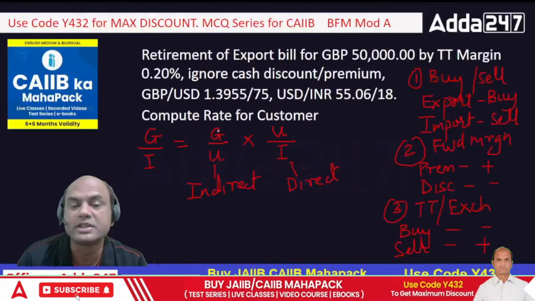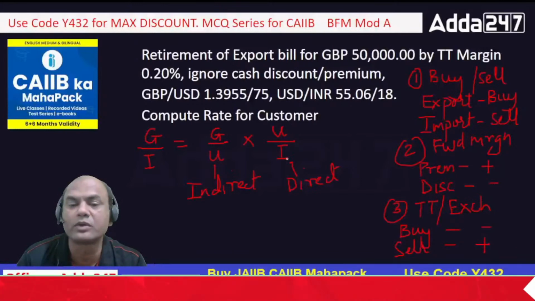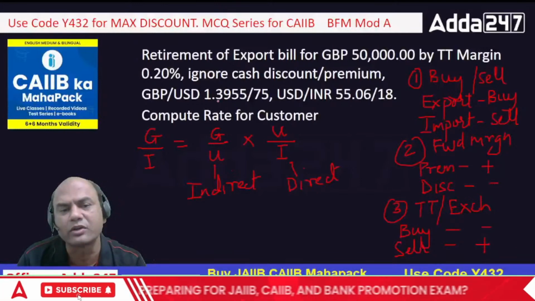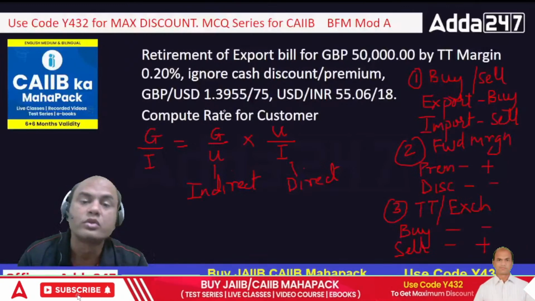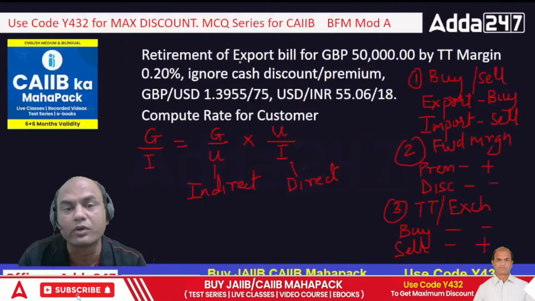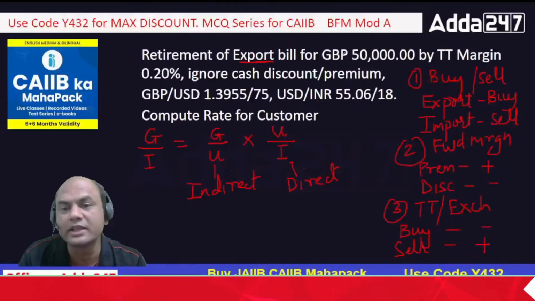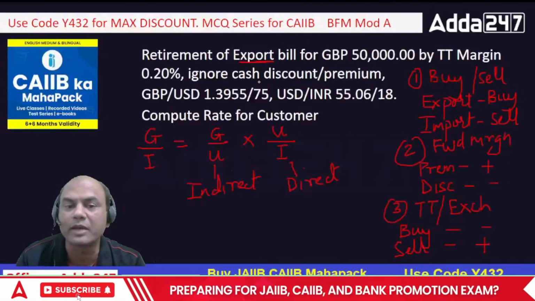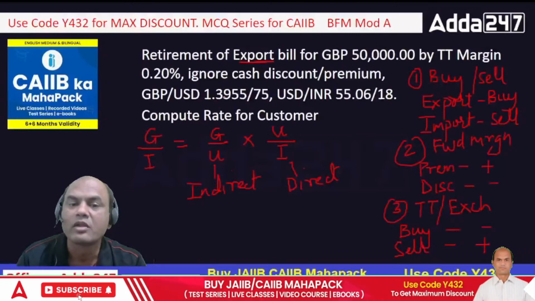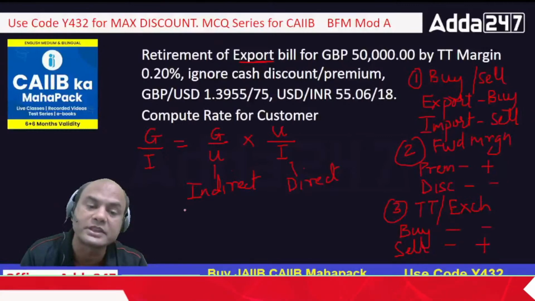So now GBP to USD I am having, USD to INR I am having, but I am having two rates now, 1.395575. What do I take? So what do I want? Firstly, export. Export means buy. If this is buy, what rate should I take? 1.3955 or 75? What is the rule for buy and sell?